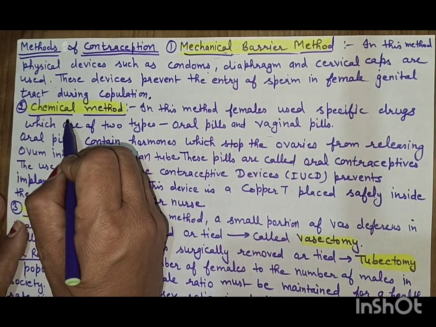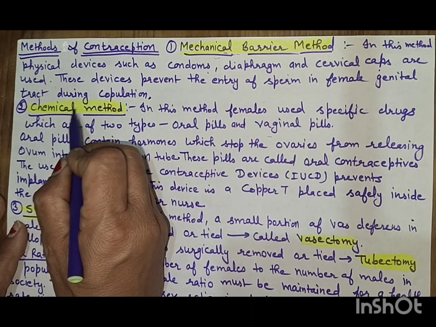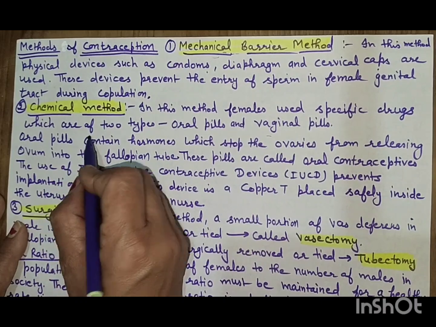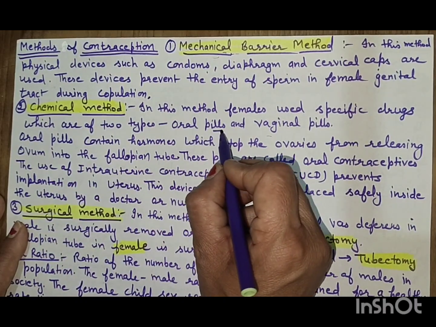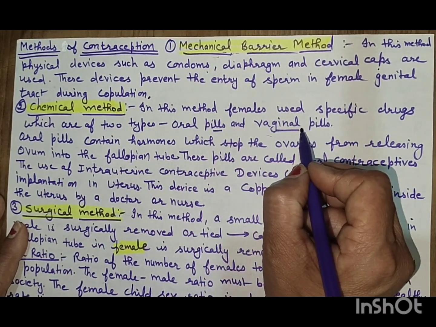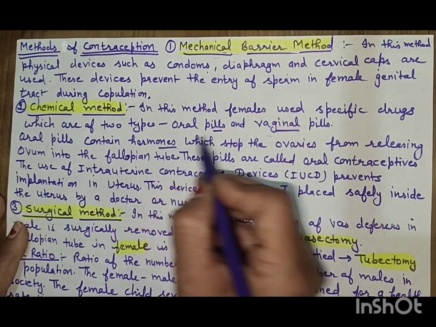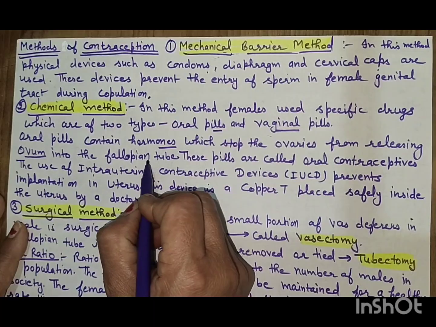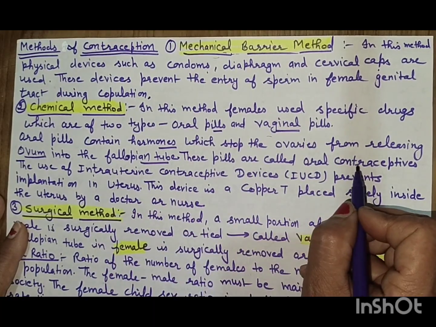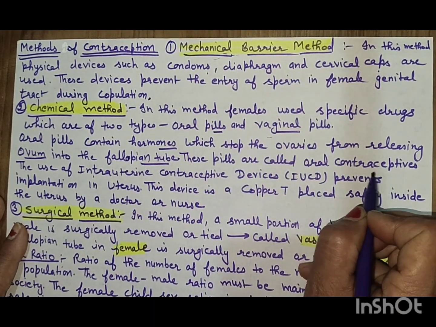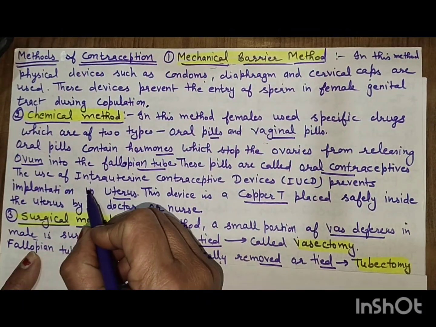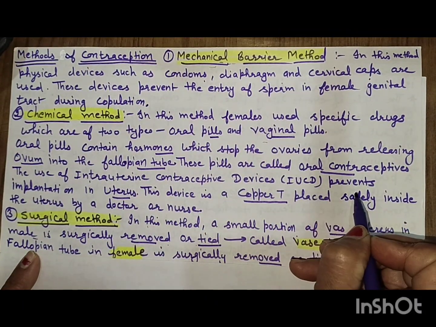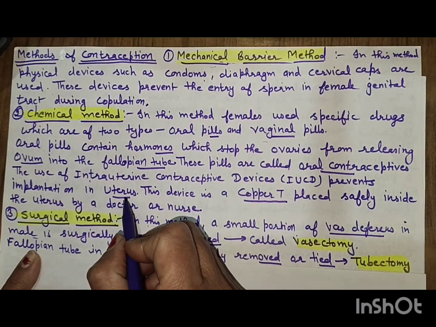Second is the chemical method. In this method, females use specific drugs which are of two types, oral pills or vaginal pills. Oral pills contain hormones which stop the ovaries from releasing the ovum into the fallopian tube. These pills are called oral contraceptives. Use of intrauterine contraceptive devices, that is IUCD, prevents implantation in the uterus.